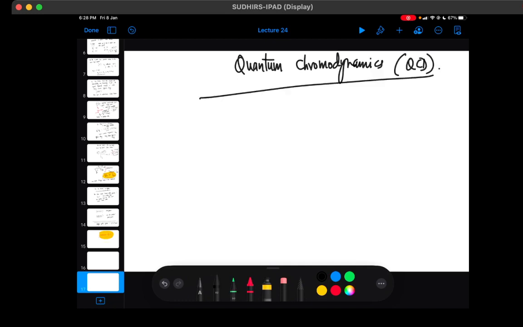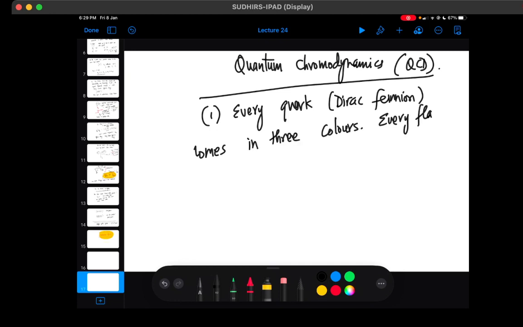Now, what is the theory of QCD? The theory of QCD has the following features. Every quark, which is a Dirac fermion, comes in 3 colors. That means every flavor of quark comes in 3 colors.